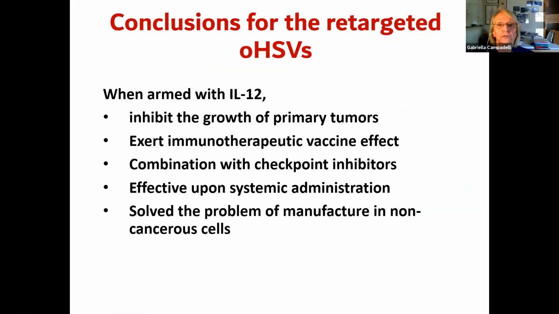So the conclusion for my part of the work on oncolytic virus is that when the oncolytic virus is armed with IL-12, we see good inhibition of the growth of primary tumors, an immunotherapeutic vaccine effect, combination with checkpoint inhibitors, and efficacy upon systemic administration. I did not touch the problem of manufacture, which we have addressed.